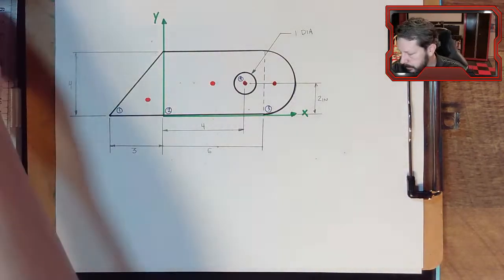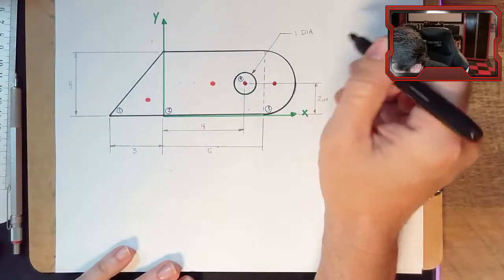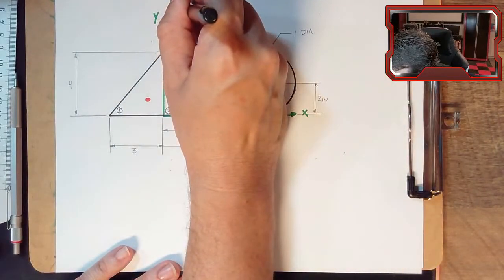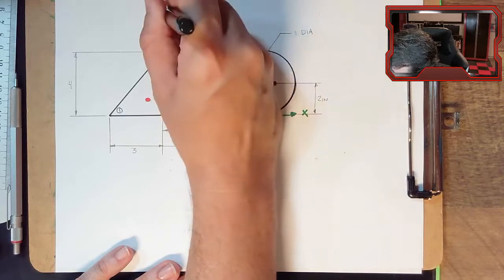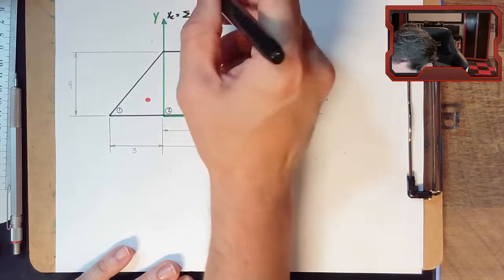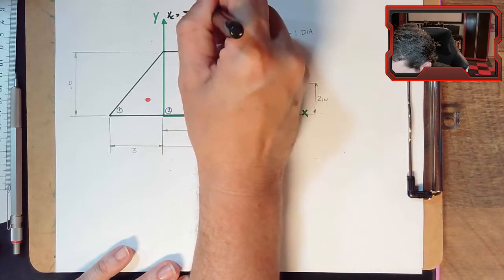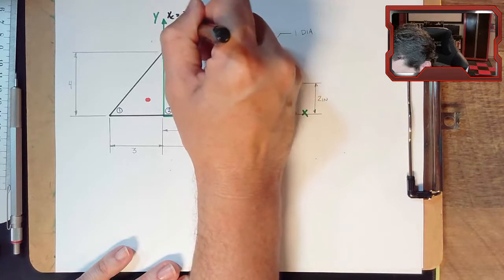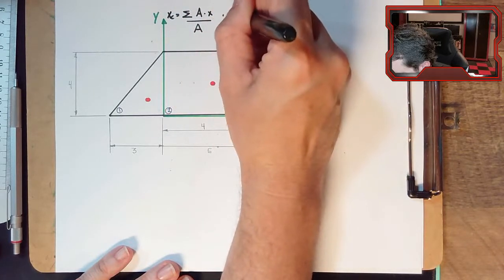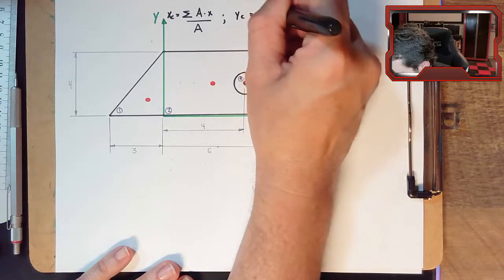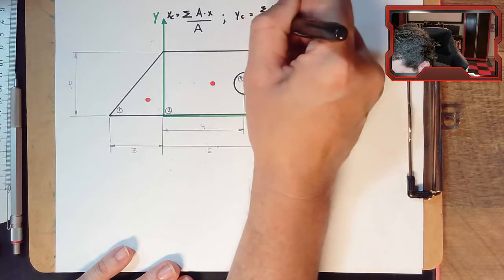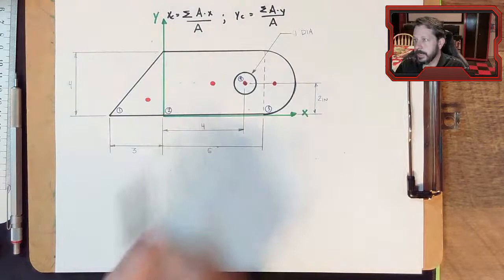Where's my pen? Here it is. Let's see, where do I want to put this? Maybe up here. x sub c equals the summation of a times x over the summation of a, and y sub c equals the summation of a times y over the summation of a. So those are the equations we're trying to solve.